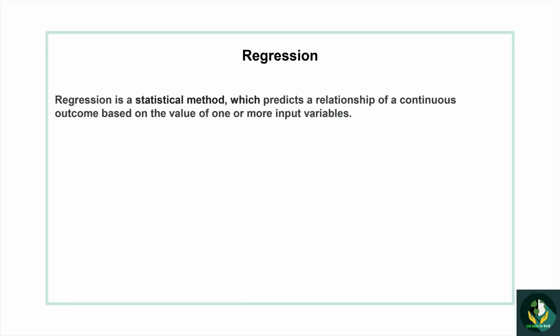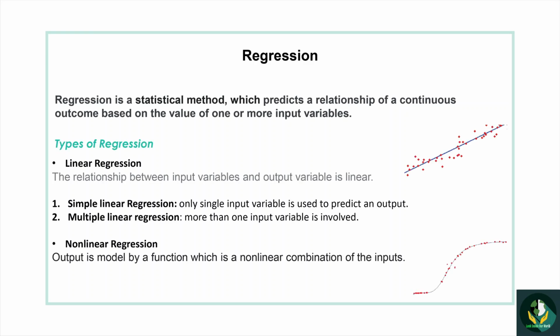Regression is a statistical method which predicts a relationship of a continuous outcome based on the value of one or more input variables. It is used in many disciplines such as statistics, economics, finance, investment industries, data science, and more. Some real world examples of regression analysis include predicting the price of a house given house features, forecasting sales based on input parameters, predicting the weather, and so on.